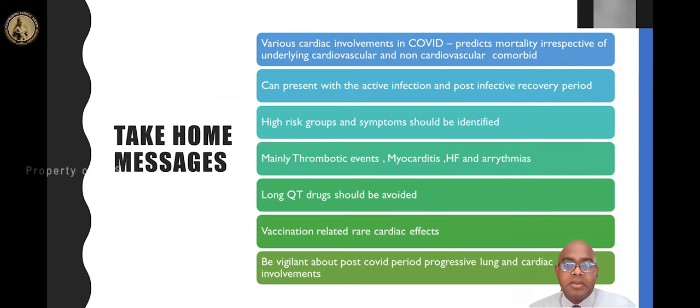Various cardiac involvements in COVID predict the mortality irrespective of the underlying cardiovascular and non-cardiovascular comorbidity. So irrespective of the cardiovascular or non-cardiovascular involvement, cardiac involvement per se predicts the COVID mortality. Okay, so that's why it's important to detect. It can present with active infection and the post-infective recovery period also, not to be missed. And thirdly, the high-risk groups and symptoms we have already discussed should be identified at the grassroots level, especially in the GP setting, so as not to miss these patients, and refer early to the specialist.